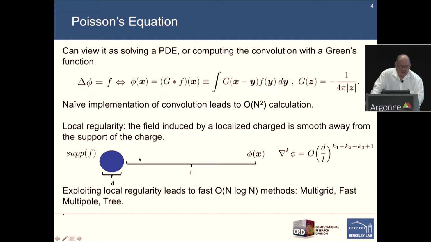Exploiting local regularity leads to fast order n log n methods. All n log n methods almost obviously exploit this fact: if you look at two disjoint regions, the way they interact is almost decoupled. It's decoupled modulo smooth functions. And so you can use that fact to make a reduced representation of that coupling and thus go from n squared to n log n. Multigrid is based on that. Fast multipole is based on that. Tree codes are based on that. You can even dig at that a little bit, and there's a sense in which FFT is based on that, although it's a little hard to see directly.